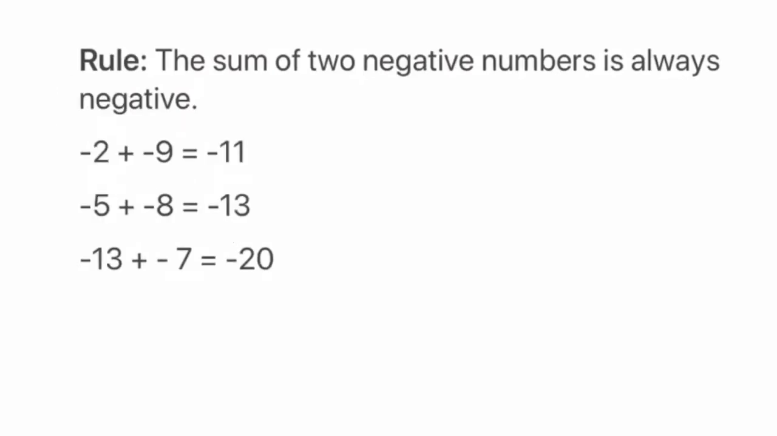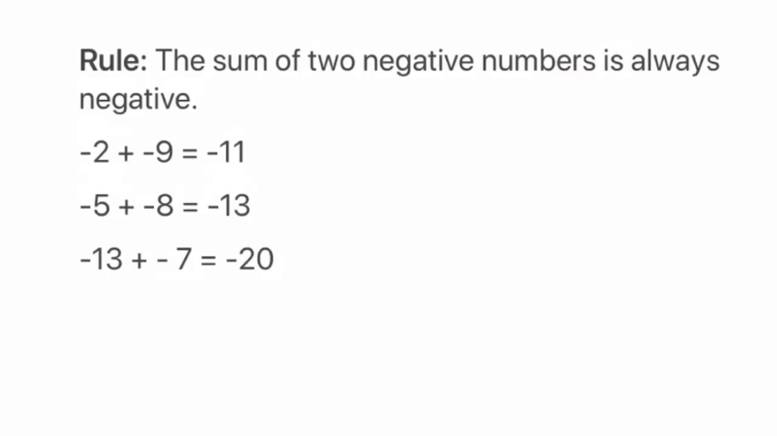The next rule is also very simple. Just like the positive rule, when you're adding two numbers that are negative, your answer is going to be a larger negative number. So think about owing $2 and then owing $9. Now you owe $11. So negative 2 plus negative 9 equals negative 11.